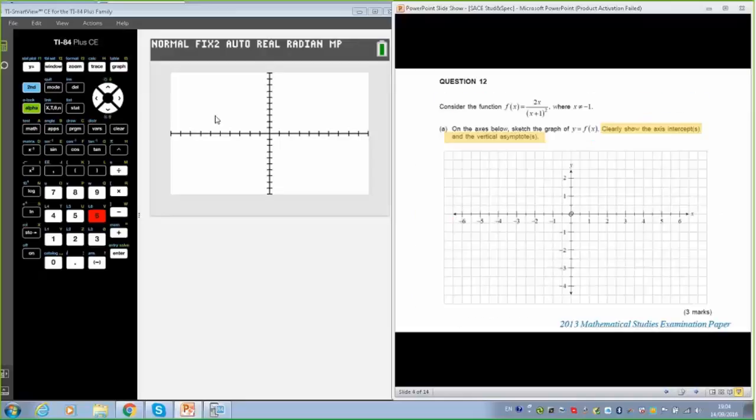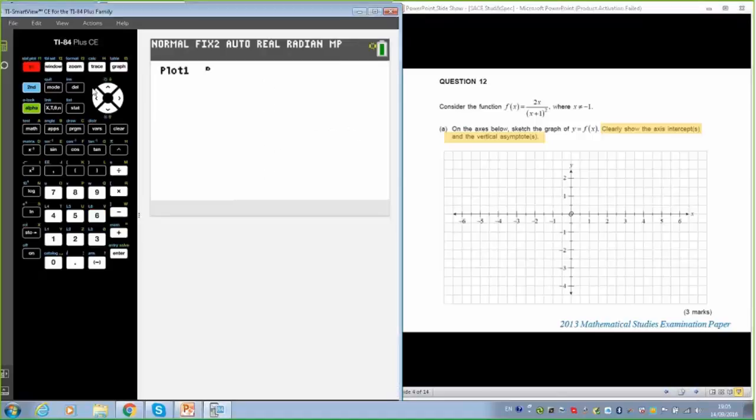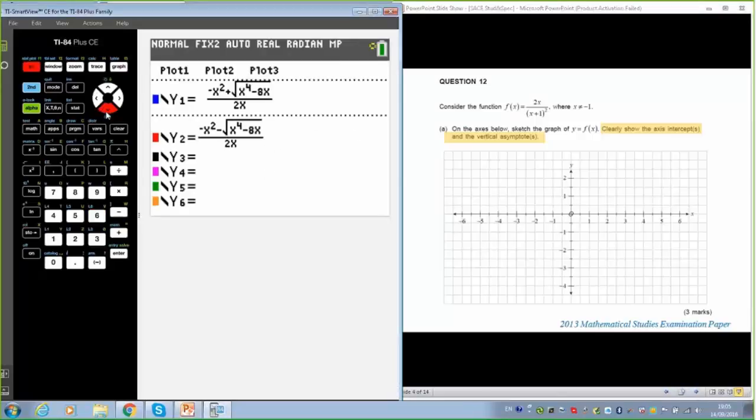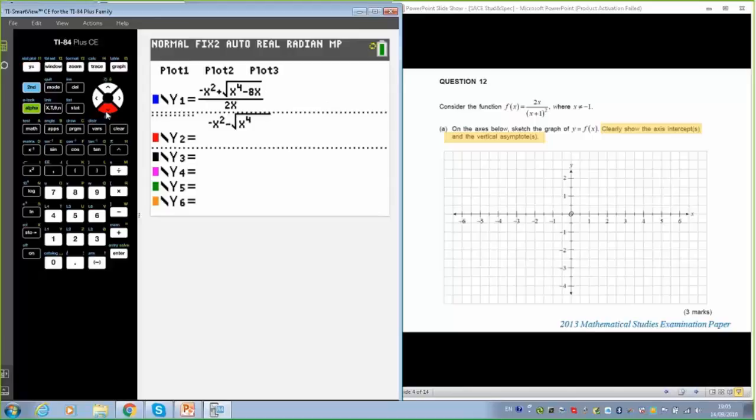So let's start off and we'll graph it. So we're going to Y equals. I'm leaving those two there. There's something else I'm going to do in a minute. And let's go down to this nice pink one.